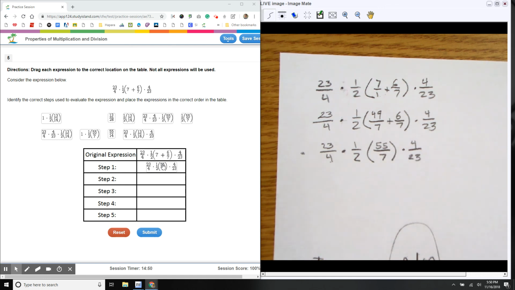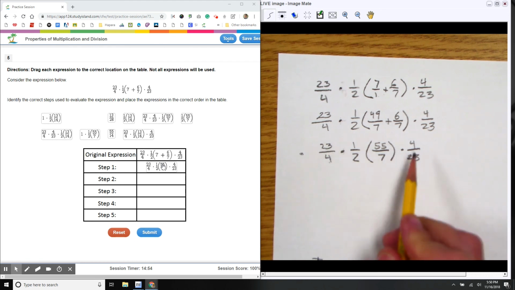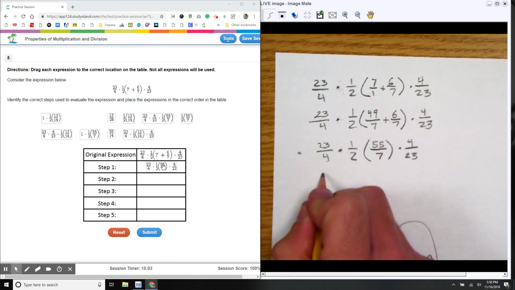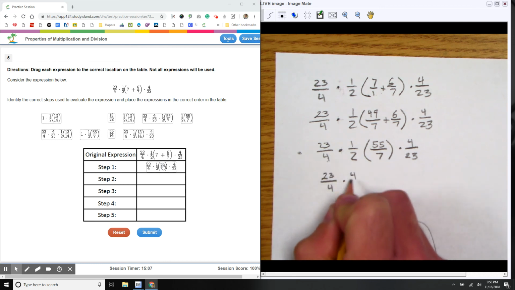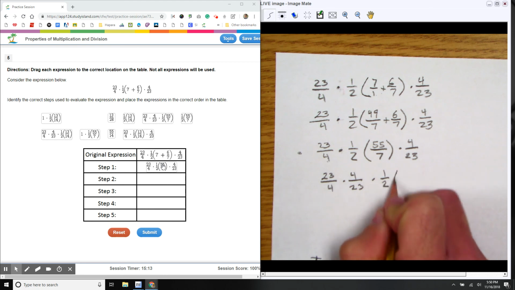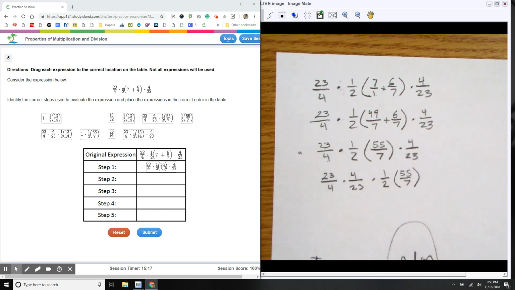When you multiply, order does not matter. So I'm going to put my 23/4 and my 4/23 next to each other. My ability to reorganize those in any order I want is because of the commutative property of multiplication. I can rewrite this as 23/4 times 4/23 times 1/2 times 55/7. So that's my new problem.